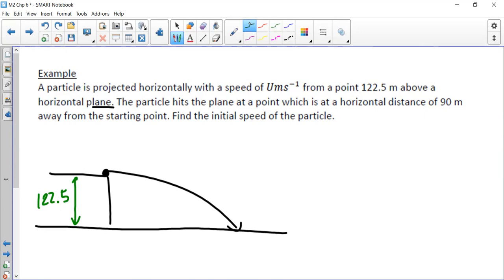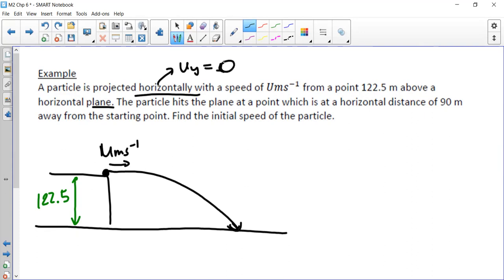What else? We're told u meter per second is traveling horizontally. Actually, I should have drawn this a bit better. By specifying we start from a horizontal projection, u meter per second, again horizontally, that means uy is 0. Next, the particle hits the plane, another plane, at a point which is a horizontal distance 90 meters away from the starting point, so that's 90 meters. Find the initial speed of the particle.